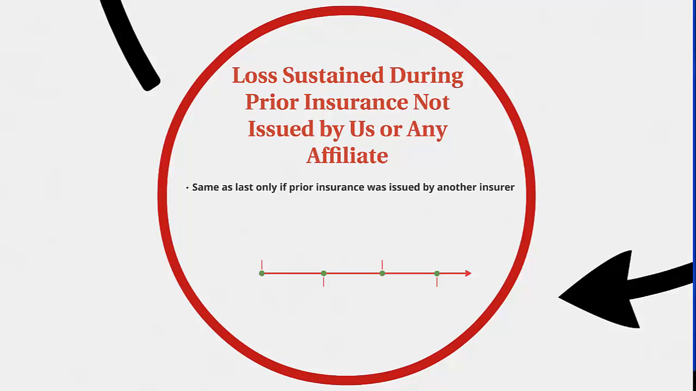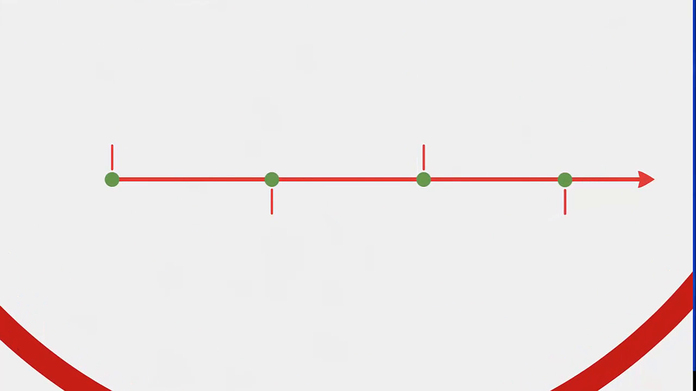The main reason we need these two conditions is that some crime losses are not discovered until after the end of the policy period. If the new or renewal policy is written on a loss sustained basis, it will not cover losses that occurred before the policy period. Let's look at an example.